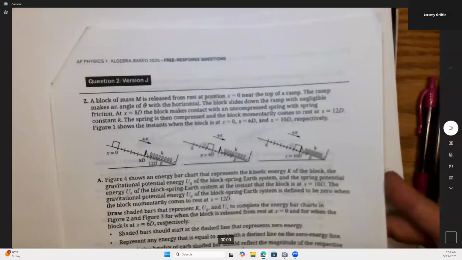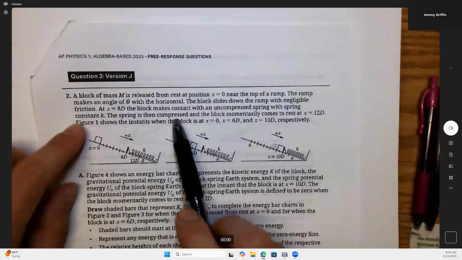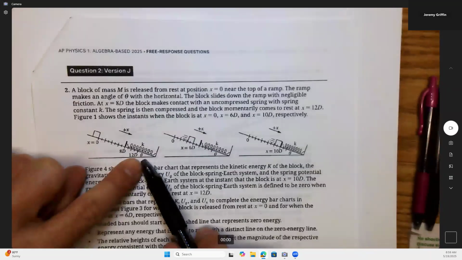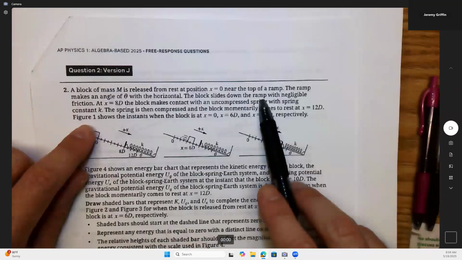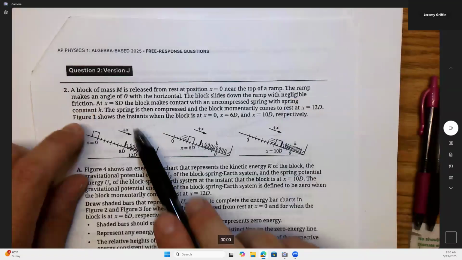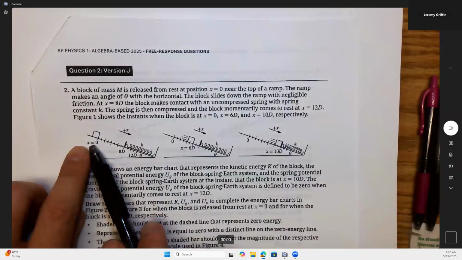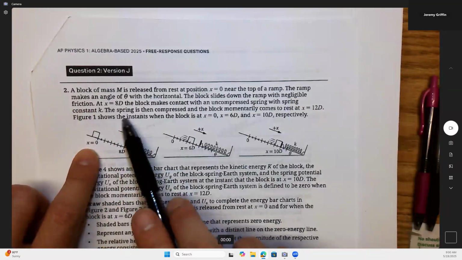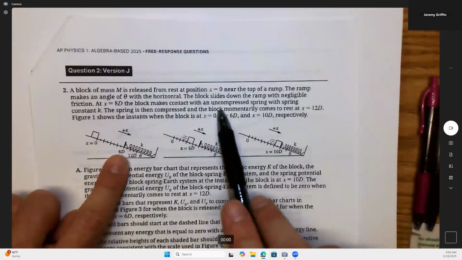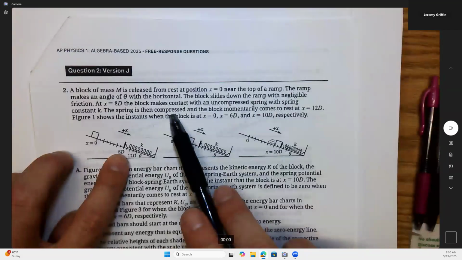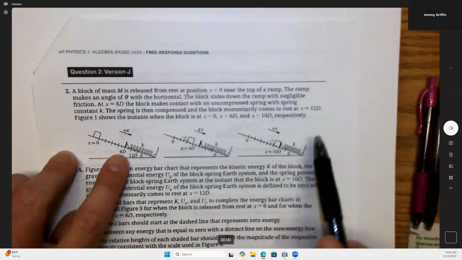Number two. A block of mass M is released from position x equals 0 near the top of a ramp. The ramp makes the angle theta with the horizontal. The block slides down the ramp with negligible friction, which I was guessing was going to be the case, and now we confirm that. Going from 0 to, did you guys count 12 tick marks altogether? Every tick mark is a D. At 8D, the block starts to make contact with the uncompressed spring, which has spring constant K. The spring is then compressed and the block momentarily comes to rest at 12D.